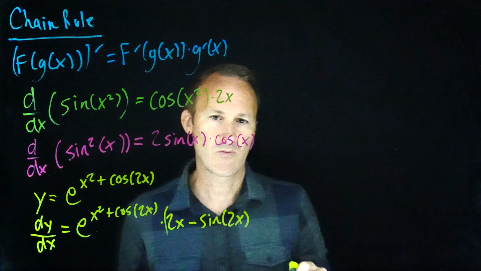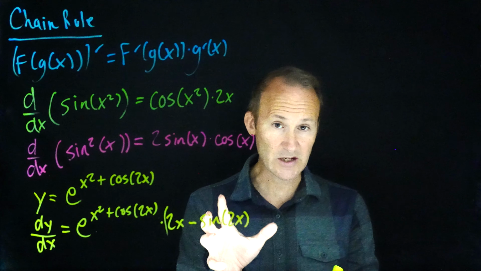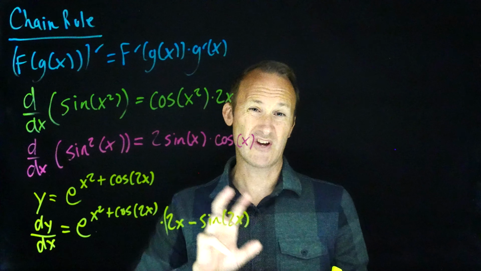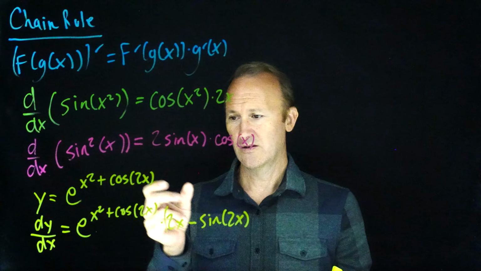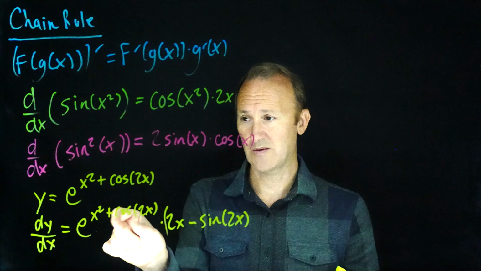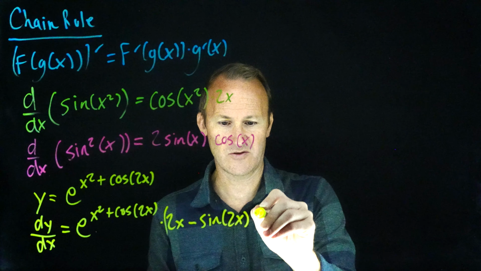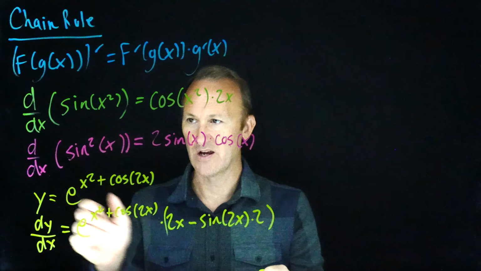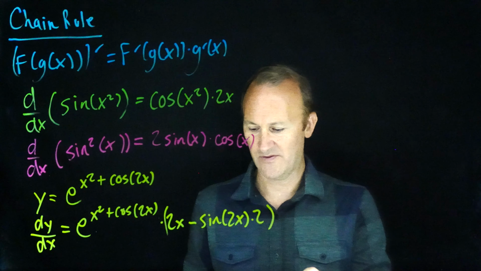And you should ask yourself, am I finished? The way you know with the chain rule is whether you have taken the derivative of everything. We did e, that's giving the same thing. We did x squared, that's the 2x. We did the cosine, that's the negative sine, but we have not taken the derivative of the 2x. And so that is going to be also times 2. There's the derivative of that function.